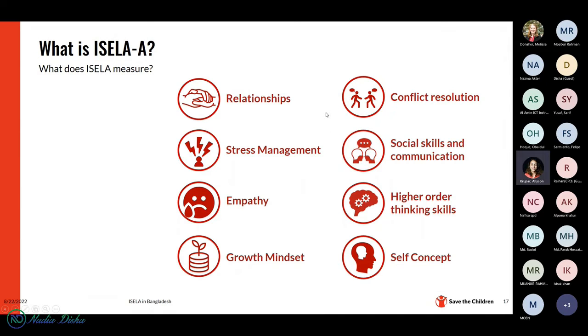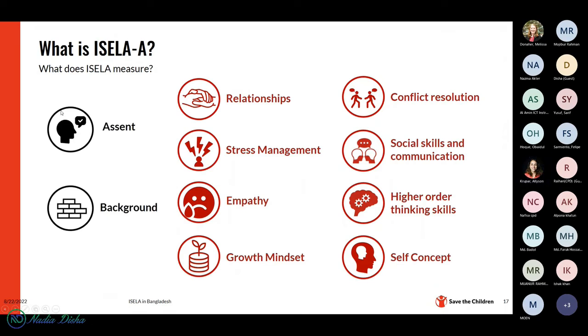All right, so what we're measuring here, we have assent. Of course, this is probably the most important question in the assessment, to make sure that the child agrees to participate. And then we have background questions to understand the child's life, to understand the environment in which they're living. And then we have these domains. We call them domains: the relationships domain, stress management, empathy, growth mindset, conflict resolution, social skills and communication, higher order thinking skills, and self-concept.